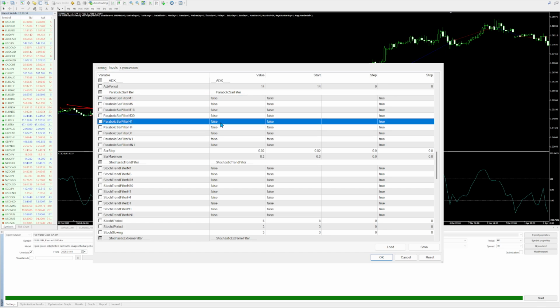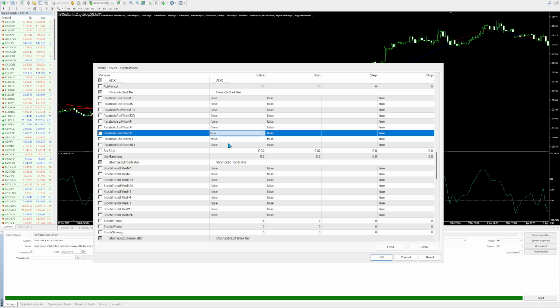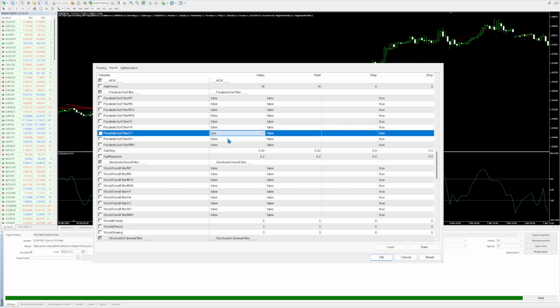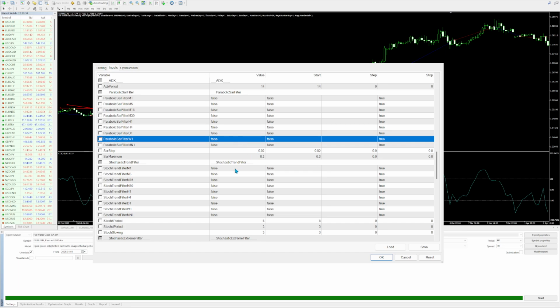So if you want the parabolic SAR filter here on the 1 hour chart, parabolic SAR must be below the price for a buy or above the price for a sell. If you have the trigger here set to true, you can apply it to other time frames as well, if you want perhaps to look at the longer term charts just to confirm the trend direction.